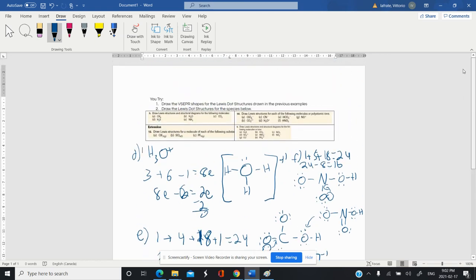So those are some examples of the Lewis dot structures. We will do a few more examples in the next video.